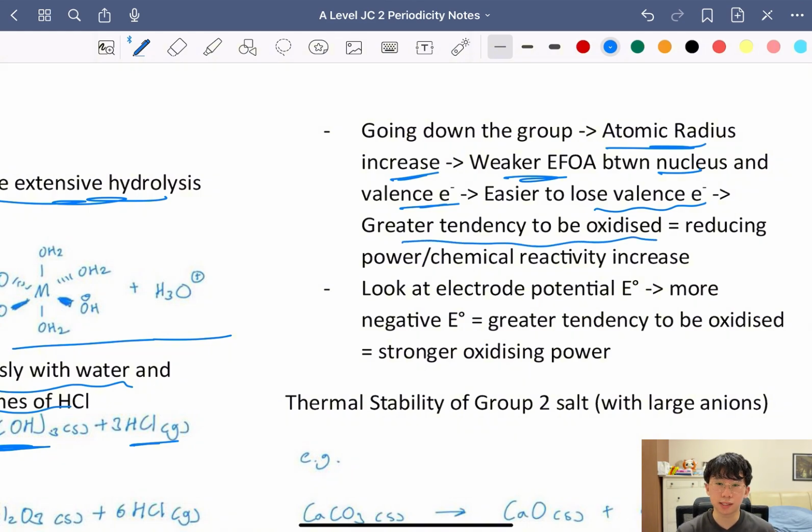And this also means that the reducing power or the chemical reactivity will increase. Remember, if the molecule itself is more likely to be oxidized, it means it has very good reducing power, because as you reduce another molecule, you yourself will be oxidized. So vice versa, if you have great tendency to be oxidized, it also means that you have very good reducing power.